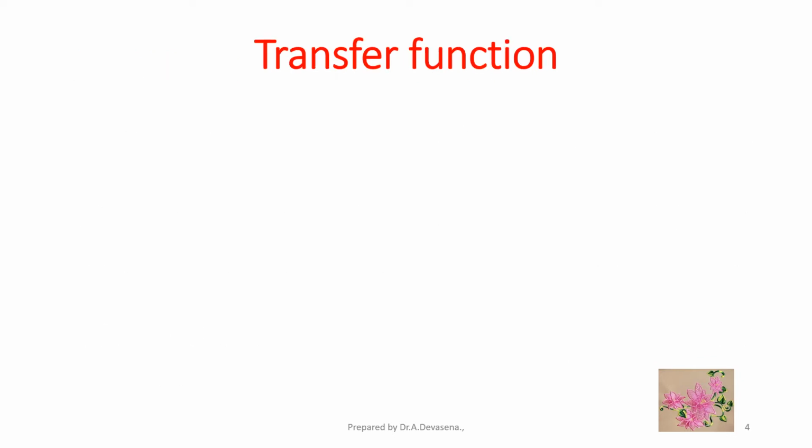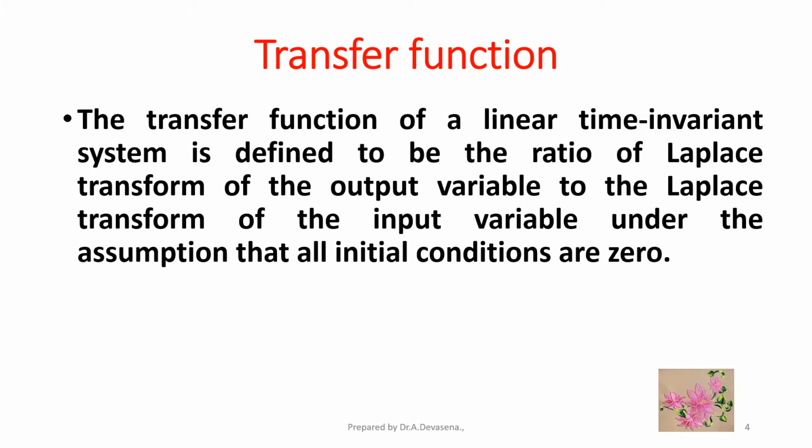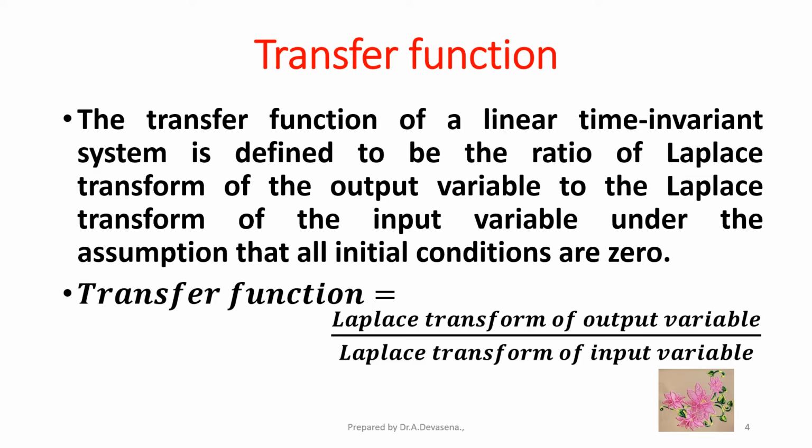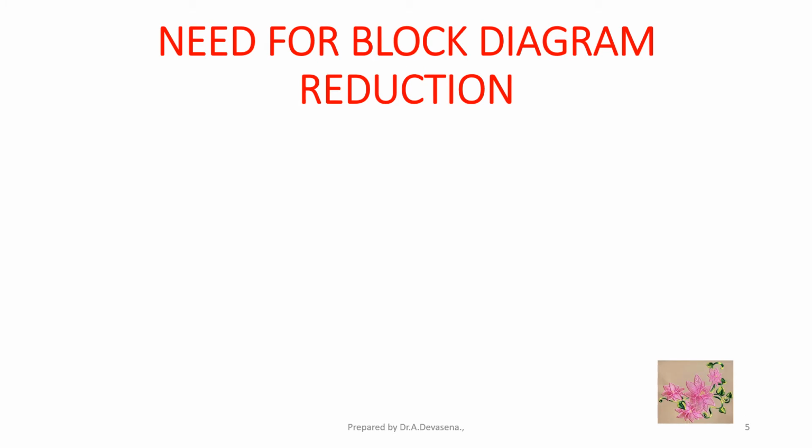We want to know the definition of the transfer function. The transfer function of a linear time invariant system is defined to be the ratio of the Laplace transform of the output variable to the Laplace transform of the input variable under the assumption that all initial conditions are 0. This is the equation. That is, transfer function is equal to Laplace transform of output variable divided by Laplace transform of input variable.